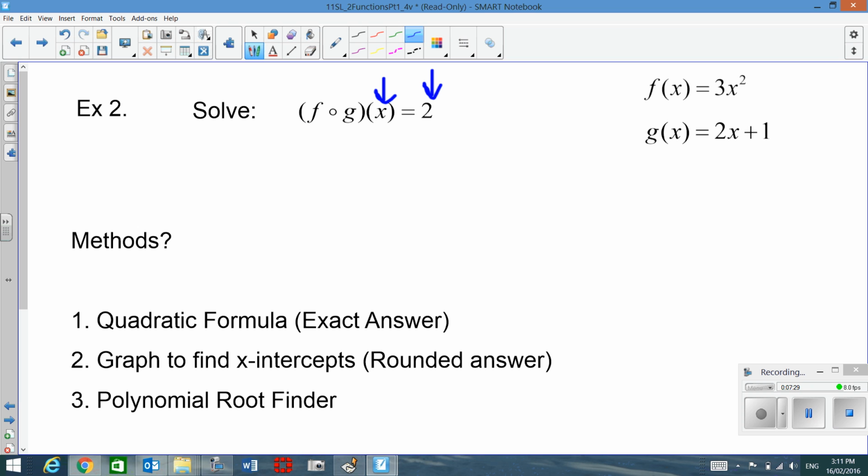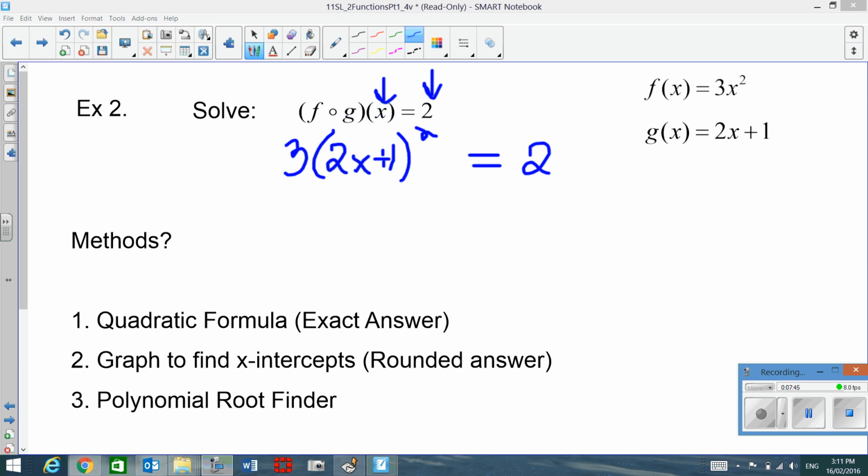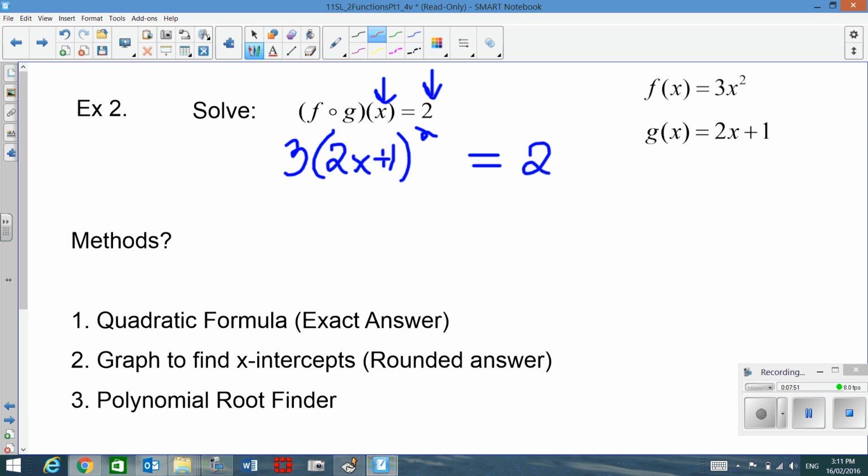So I'm still going to start with f of g of x. So f of g would be 3 times g squared, which is 2x plus 1. And now I'm going to set that equal to 2. Notice the setup for this one is a little different, and I need to make sure that I recognize my job now is going to be to solve for that x value.